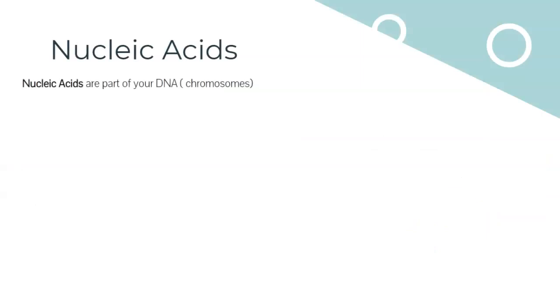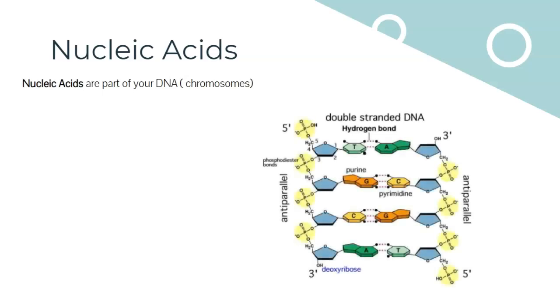Last but not least is the nucleic acids. The nucleic acids are part of your DNA, something we're going to talk heavily about in Bio30. They make up DNA. A nucleic acid is essentially a phosphate, a sugar, and a nitrogen base. So that's a nucleotide. The nucleic acid is made up of these.